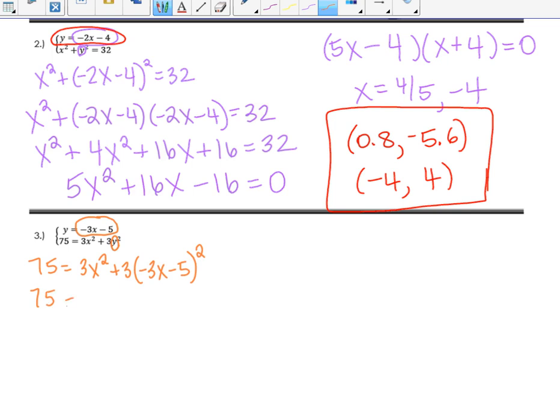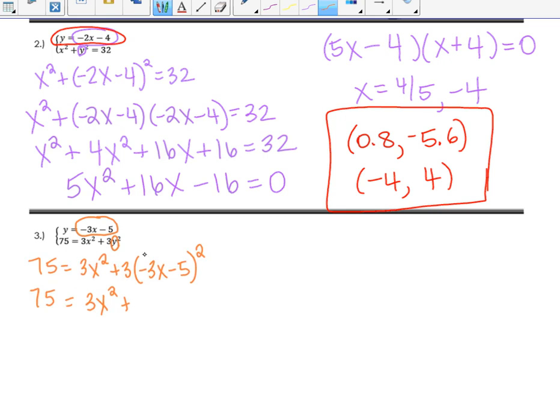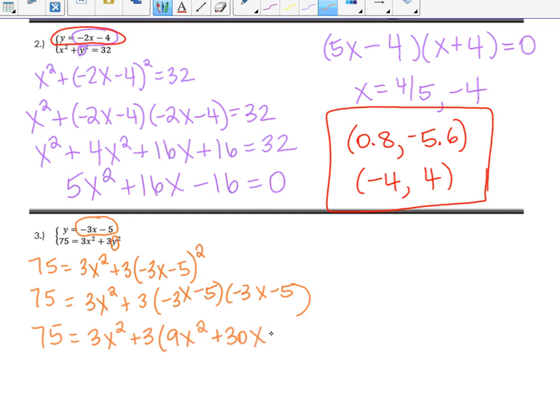You get 75 equals 3x squared plus 3 times negative 3x minus 5 and negative 3x minus 5. Okay. All right, so we get 75 equals 3x squared plus 3. Negative 3x times negative 3x is a positive 9x squared. 15x plus 15x is a positive 30x. Negative 5 times negative 5 is a positive 25.